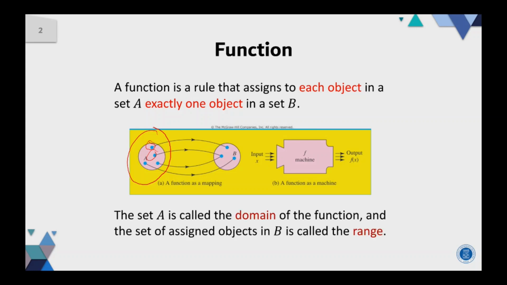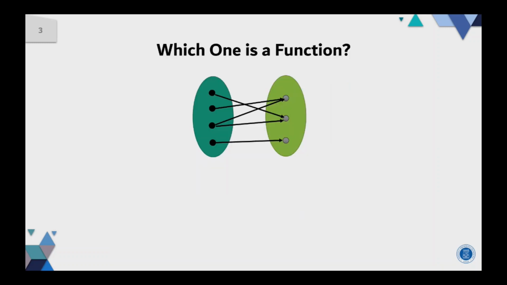And we also have the definition for the set A. Usually the set A is called the domain of the function, and the set B we call the range of the function. Okay, so that's the definition.